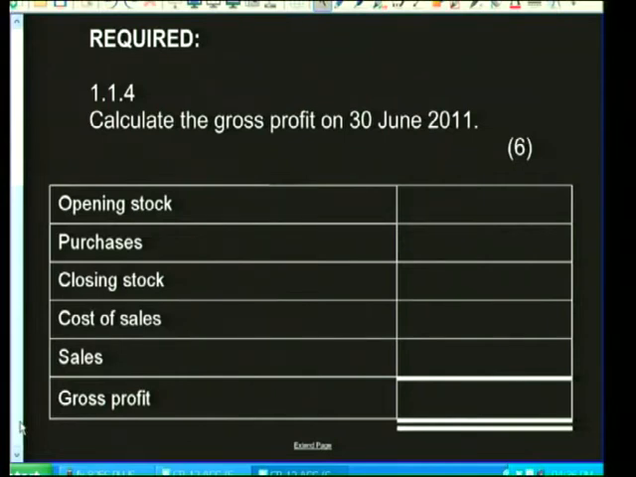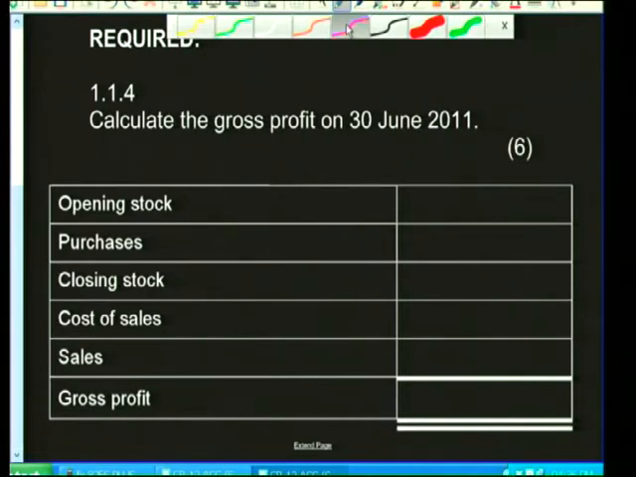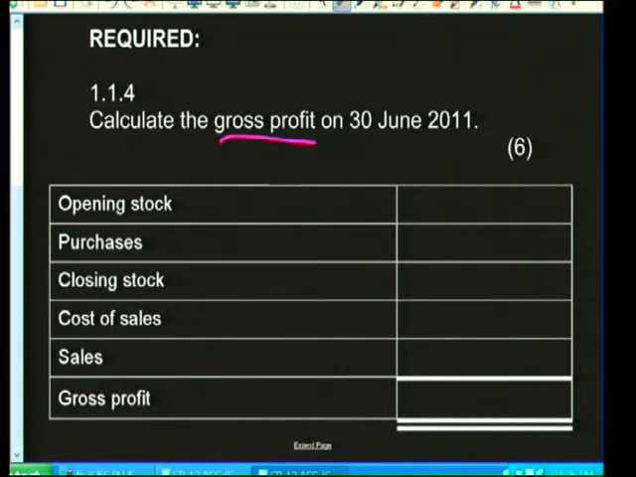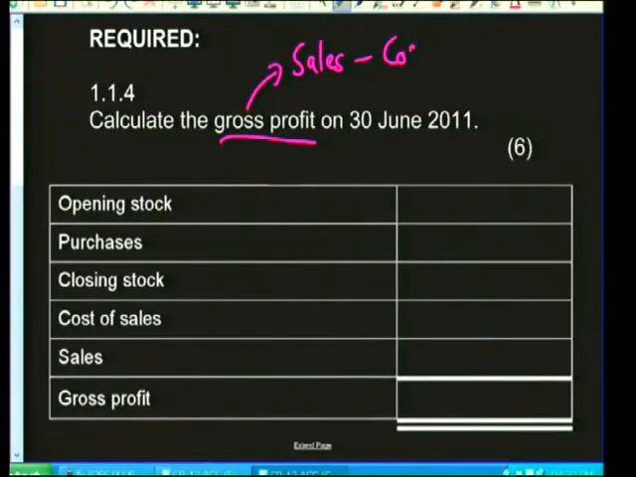to now calculate the gross profit on the 30th of June 2011. What's important to know is that when you're calculating gross profit, you need to know the formula for gross profit. This is a formula that's been around since grade 10, and you should know it pretty well. What we do is we take sales and we subtract cost of sales.